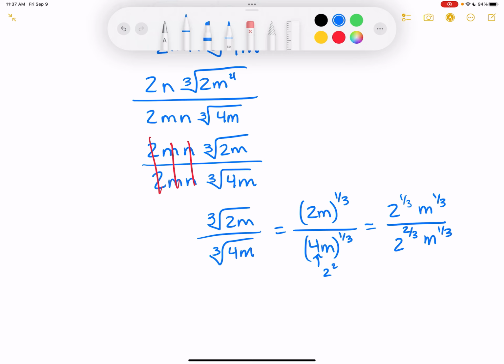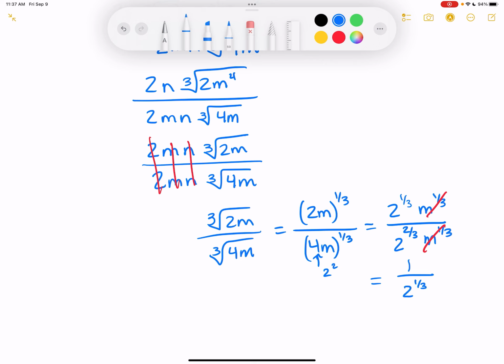Now if I want to simplify it, the m's are going to cancel, because you technically can move the 1/3 up to the top so that you have m to the 1/3 minus 1/3. So that goes away. If you move that up to the top, it's going to be negative, so move that one to the bottom. So then it's 1 over 2 to something. 2/3 minus 1/3 is 1/3.